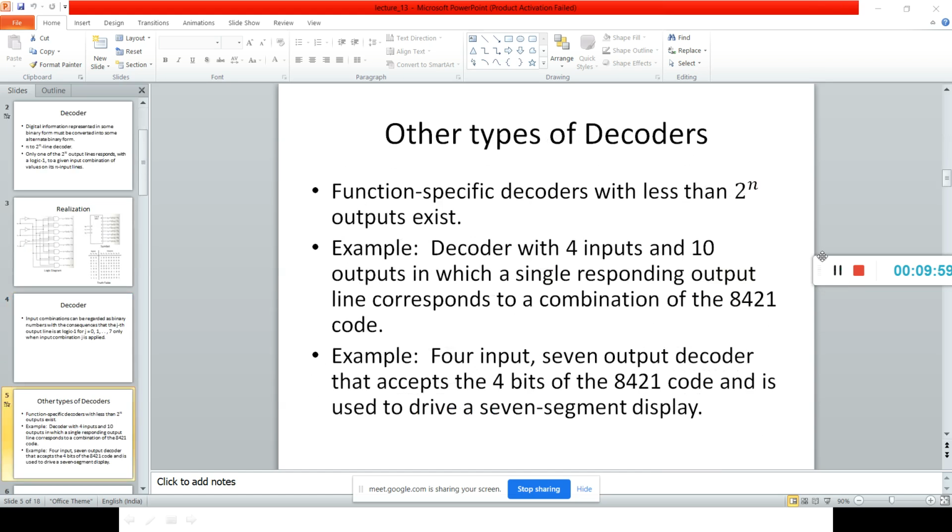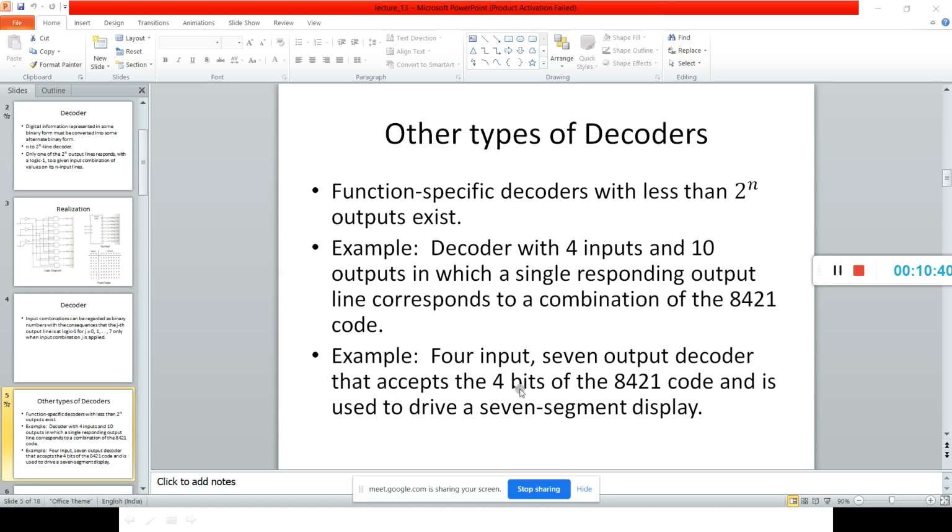Function specific decoders with less than 2 raised to n outputs exist. Example, a decoder with 4 inputs and 10 outputs, in which a single responding output line corresponds to a combination of the 8421 code. What I am trying to tell here is that n to 2 raised to n line decoders are commonly used decoders, okay, and there are other types of decoders also which do not follow n to 2 raised to n line decoders. There may be variable inputs, like 4 inputs and 10 outputs, okay.